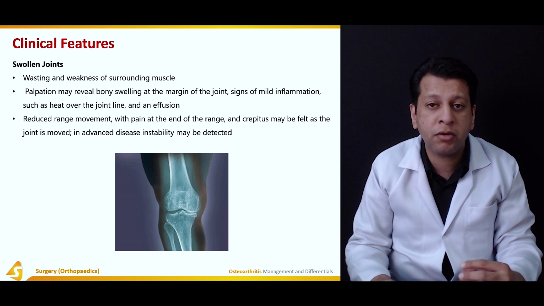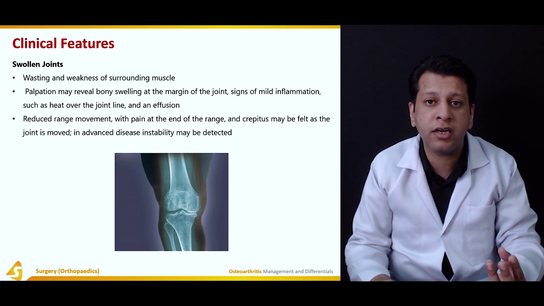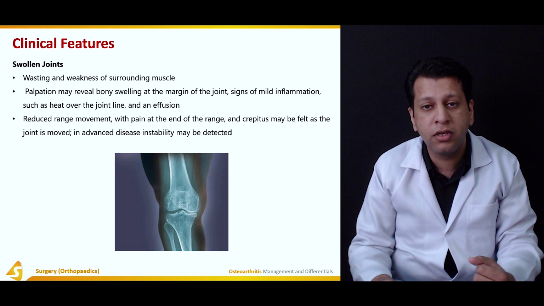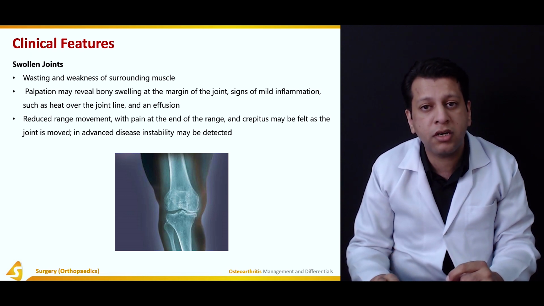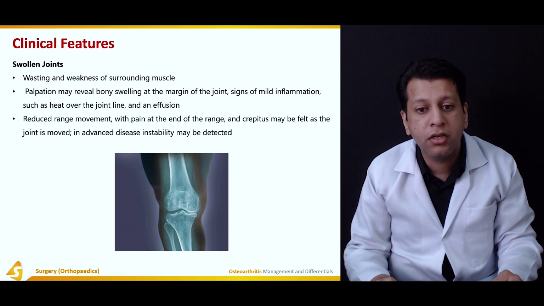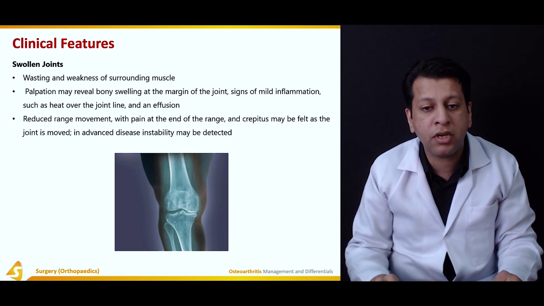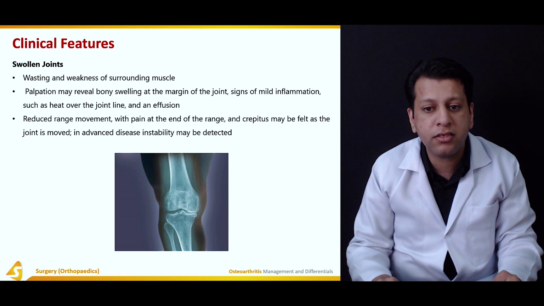Why is there a crepitus? Sometimes the osteophyte gets so large that it gets dislodged into the joint as a foreign body. So when the bones are moving, they rub against these osteophytes, resulting in a clicking sound called this crepitus. In advanced disease, instability may be detected.